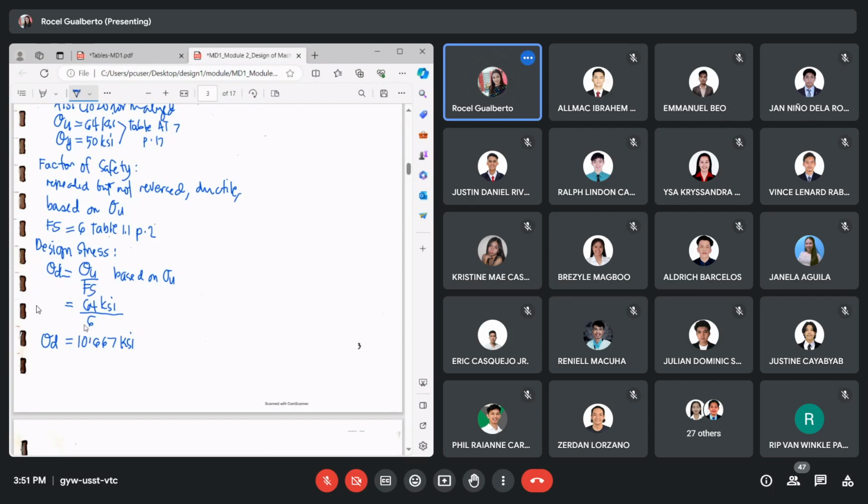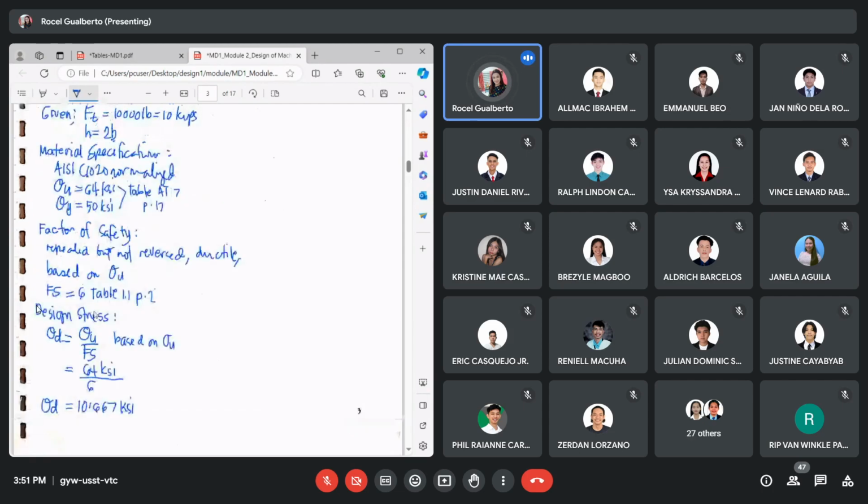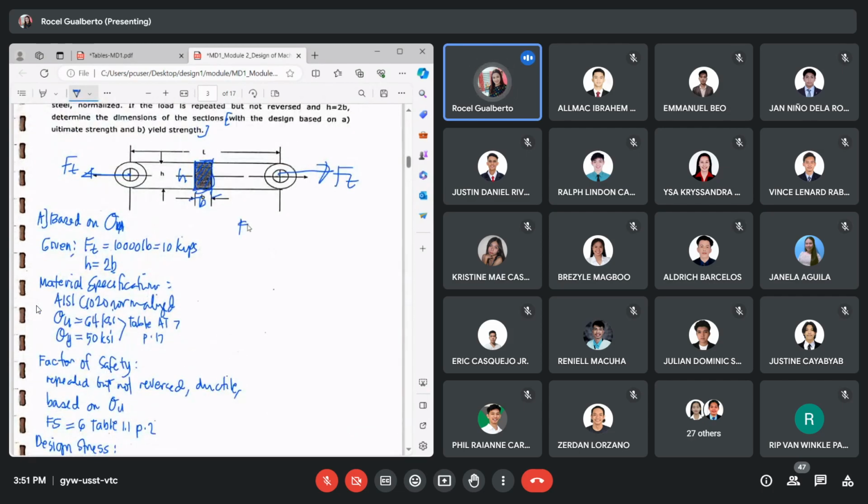Now, after the design stress po, ano po yung isusunod natin? Yung pang-apat na po ito, yung for a good design. You equate the design stress to the induced stress of the material, which is the tensile stress. Okay? So, for the tensile stress, that would be the tensile force over the area. Ano po yung area ngayon natin? Given po natin, it is rectangular. So, equation po would be base times the height. So, FT, and then you have there base times the height for the area.